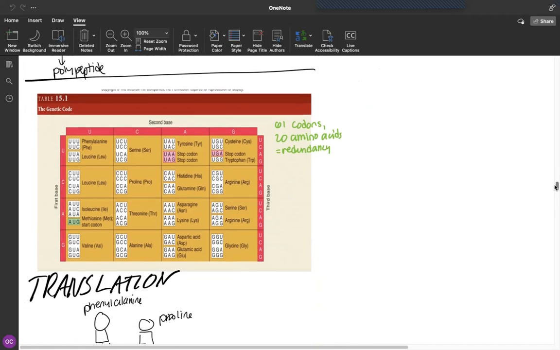This is the genetic code table. We've all seen it. Pretty easy to read. Just look for the first base on the left, go up to the top, look for the second base, and then the third base on the right. Here there's 61 codons, but only 20 amino acids, meaning we've got redundancy in the genetic code.